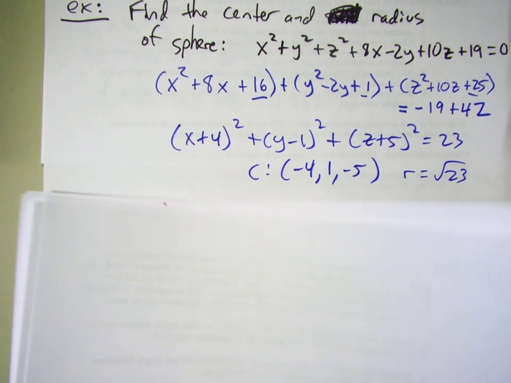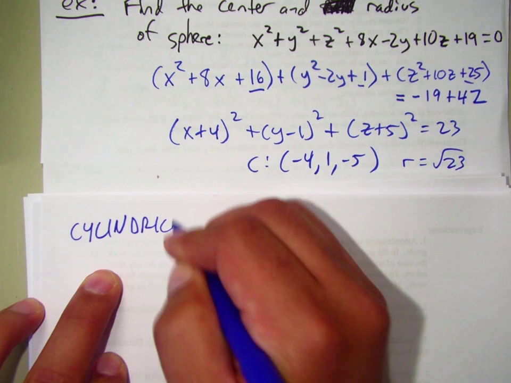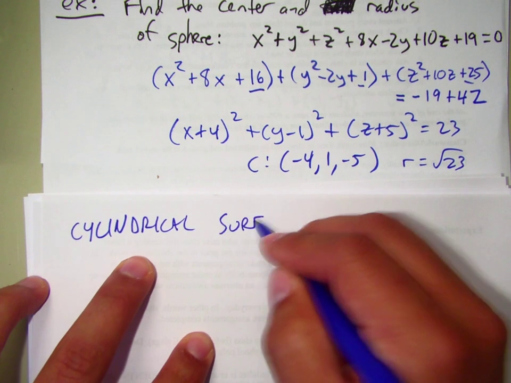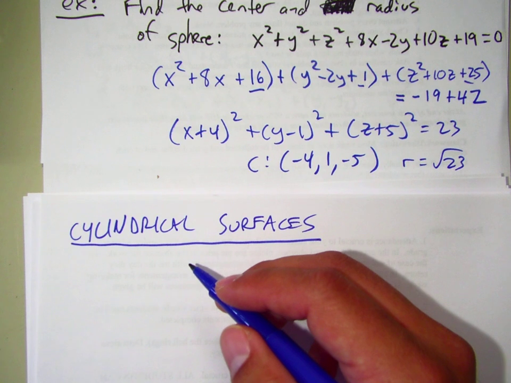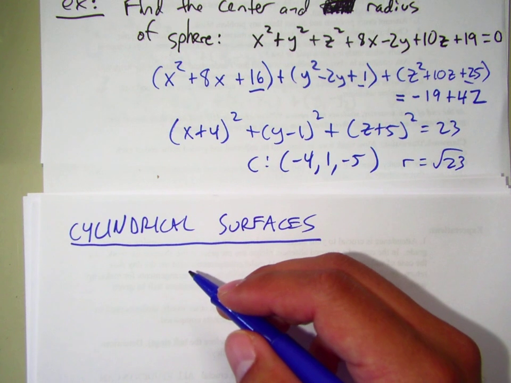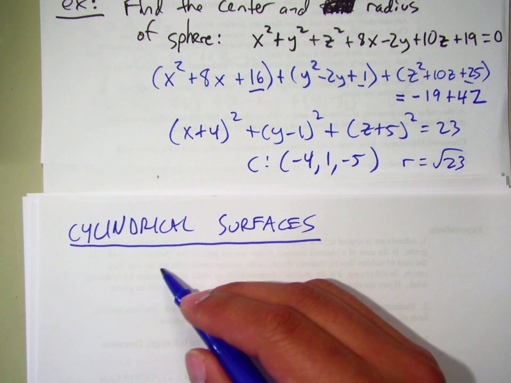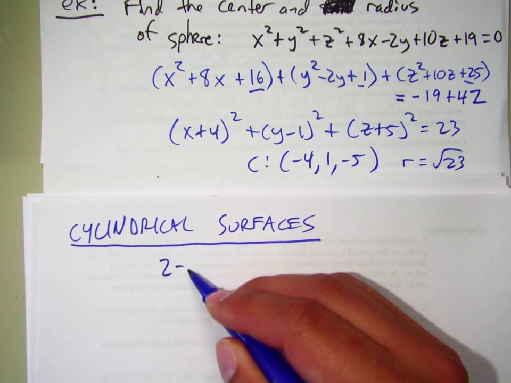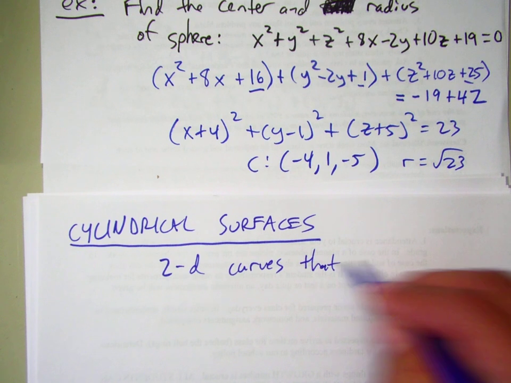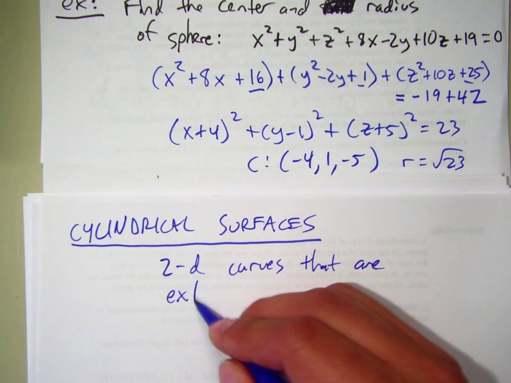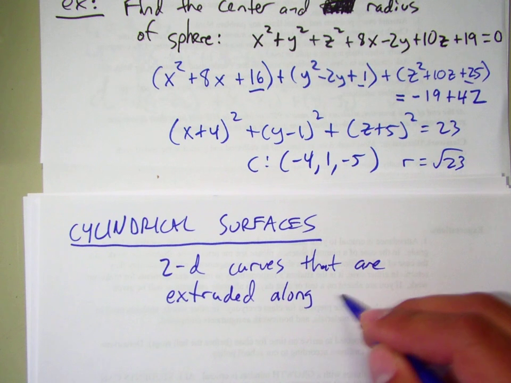Then real quick, the last thing that we'll do today is talk just about cylindrical surfaces. Okay, and cylindrical surfaces, I'm going to really shortchange the description. So if you want to read thoroughly in the book how it's described, or if you want to revisit this video, because I'm omitting some of the details here. In a nutshell, they're just two-dimensional curves that are extruded, which is a fancy way of saying extended, I guess, along an axis.